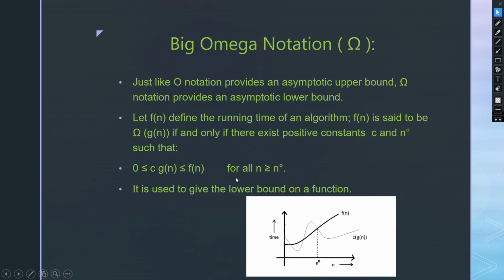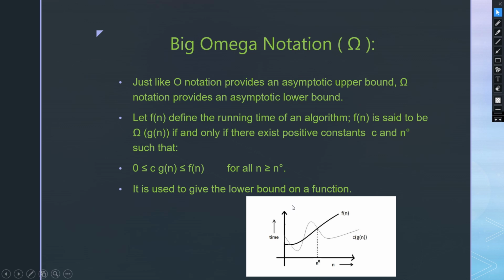Big omega notation, just like big O notation provides the asymptotic upper bound, provides the asymptotic lower bound. Let f of n define the running time complexity of an algorithm. f of n is said to be omega of g of n if and only if there exist positive constants c and n naught such that 0 is less than or equal to c into g of n, which is less than or equal to f of n, for all n greater than or equal to n naught. It gives the lower bound of a function.